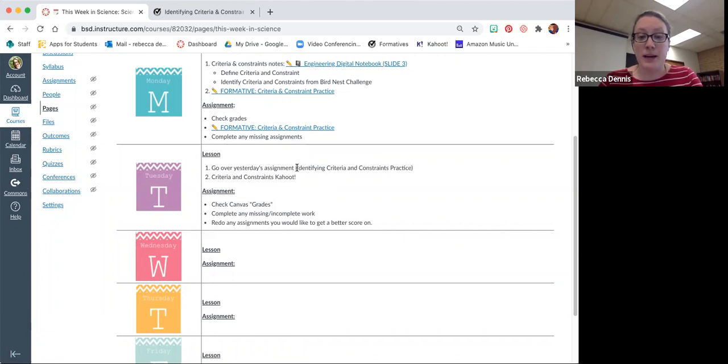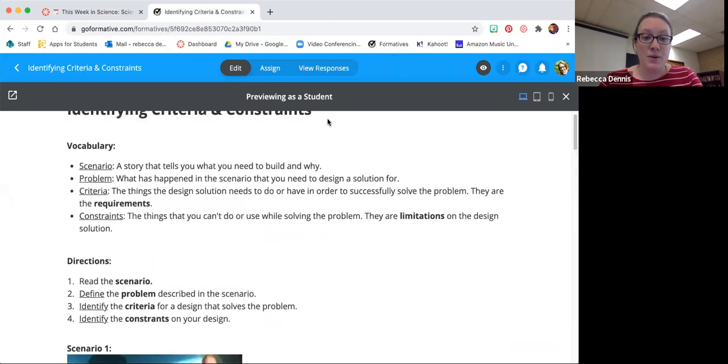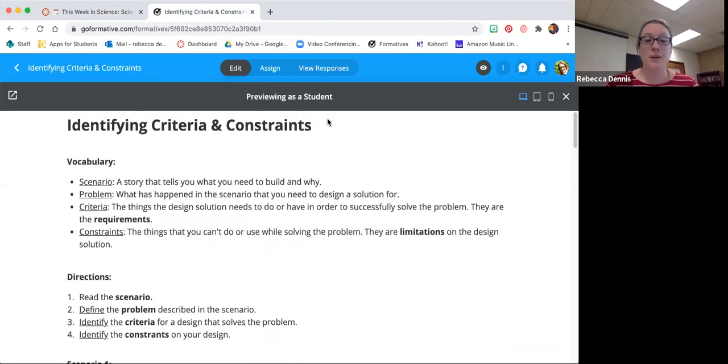So to do that, I will have this linked. It's not linked right yet. You will be going to the formative that we did yesterday. And I'm going to go ahead and pretend like I clicked on that assignment and go to it. All right. So this is what it should have looked like.